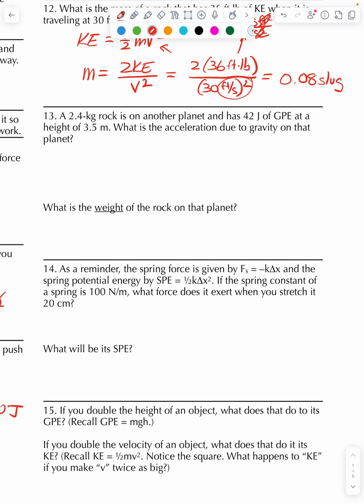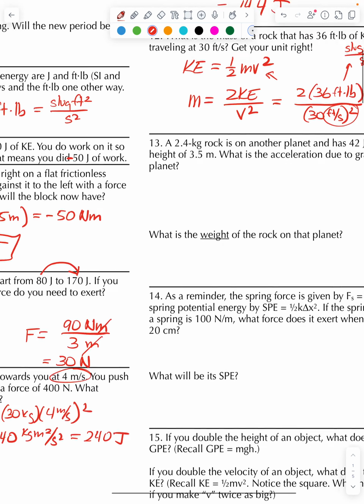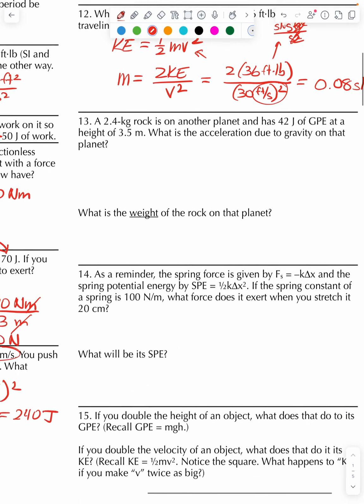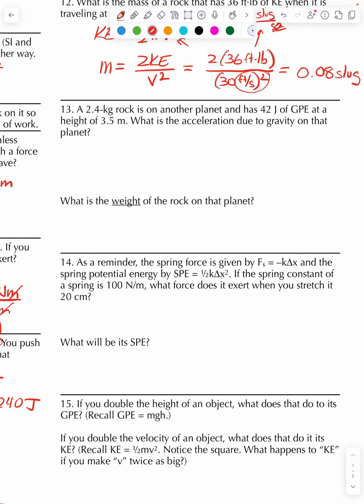But back to GPE here. In fact, we haven't used, somewhere we did. I thought we used a GPE formula. Yeah, up there. So we're going to use GPE again. A 2.4 kilogram rock is on another planet and has 42 joules of gravitational potential energy at a height of 3.5 meters. What is the acceleration due to gravity on that planet?